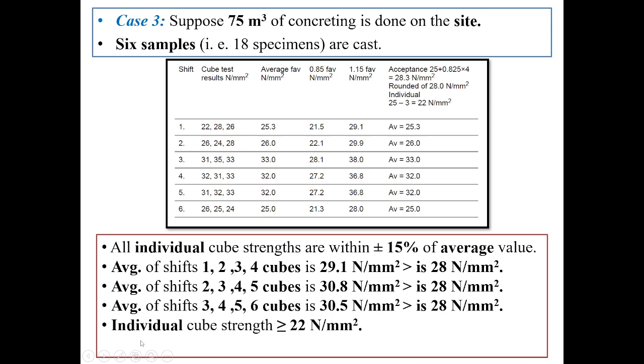And most importantly, the individual cube strength should be greater than or equal to 22 Newton per mm square. And here, for the individual cube strength, you can see the least cube strength is 22. Because the individual cube strength should be minimum FCK minus 3 when the samples are 4 or more than 4, so it is 25 minus 3, so 22. The problem would have occurred if the individual cube strength had been less than 22. But here you can see the very first value in column number 2 is 22. Therefore this criterion is also satisfied. So all the 4 criteria are satisfied, so this concrete can be accepted.